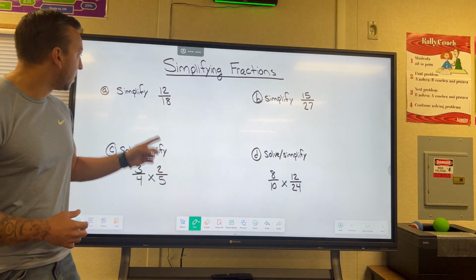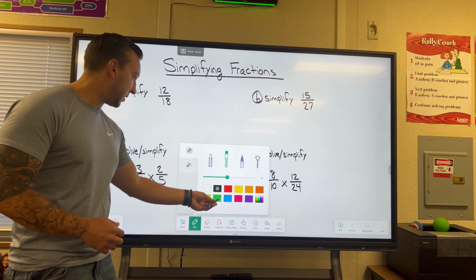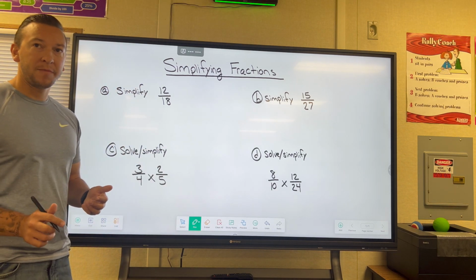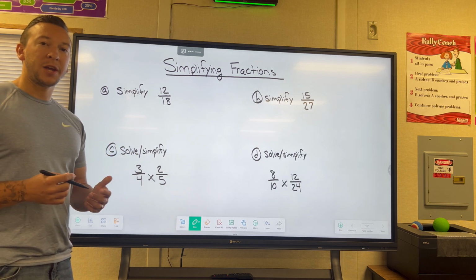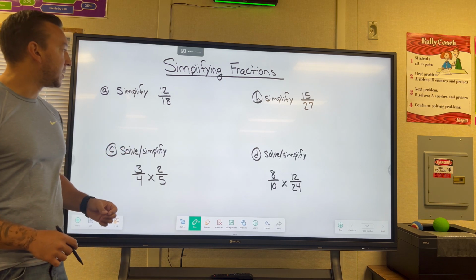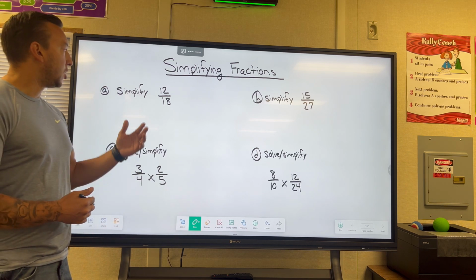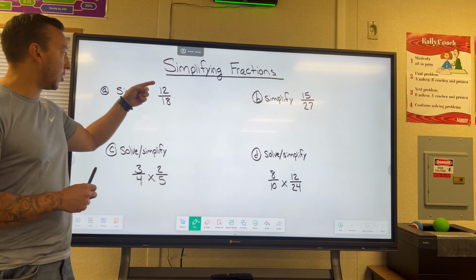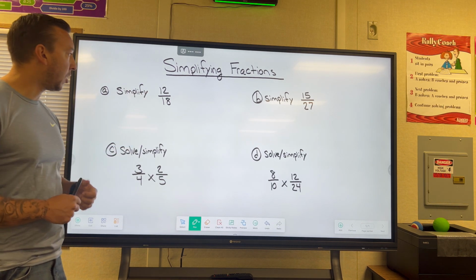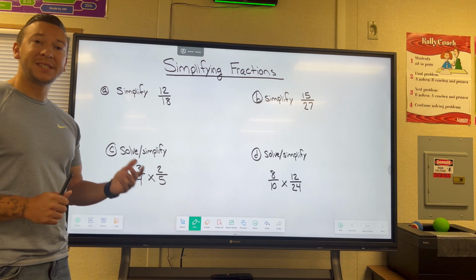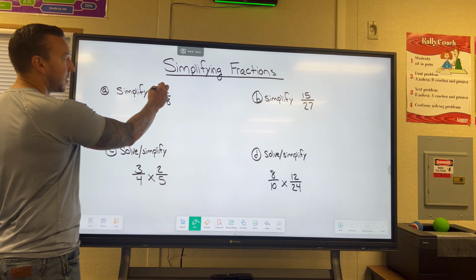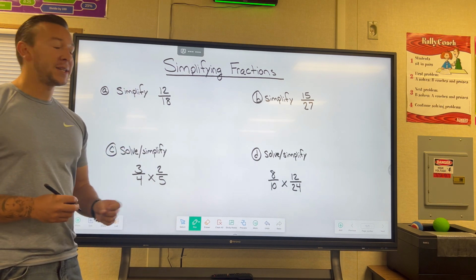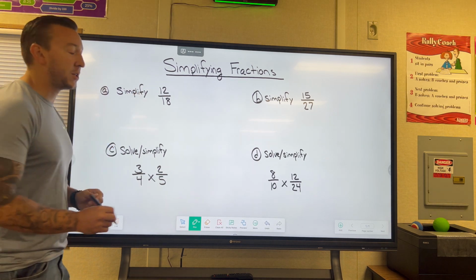All right, so here I have problem A, which is simplify 12 over 18, okay? Now, again, hopefully you're checking your notes, you've written down your factors, and if you wrote down your factors, you should have found that the greatest common factor, remember that's the largest pair between our numerator and denominator, our greatest common factor here should be 6, because 6 goes into 12 and 6 also goes into 18. So I'm going to take that 6 and I'm going to divide it by my numerator and denominator, remember.